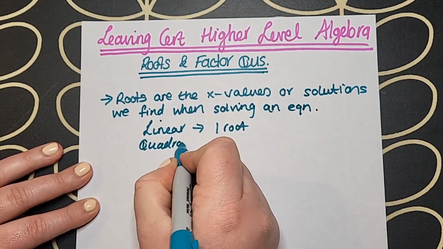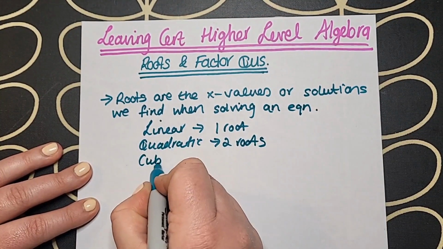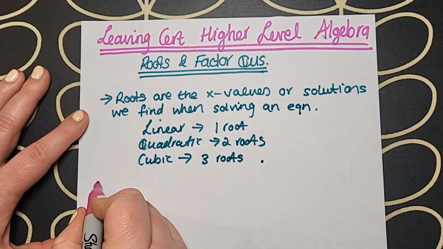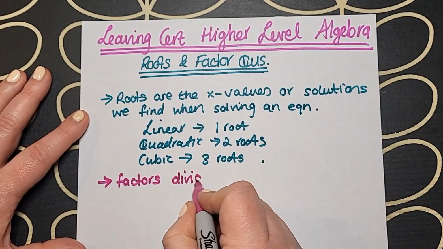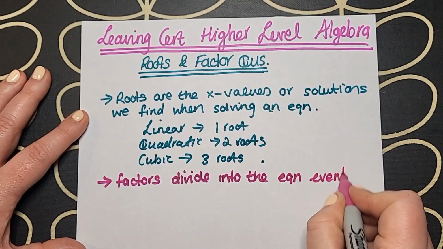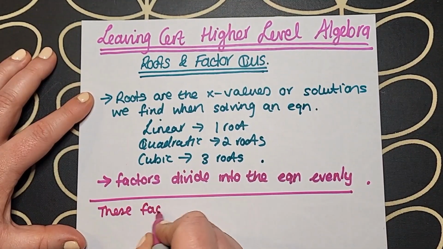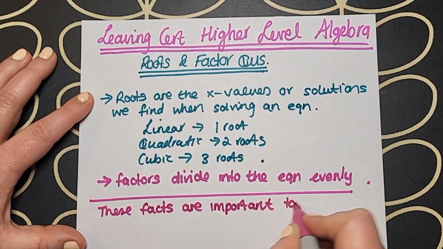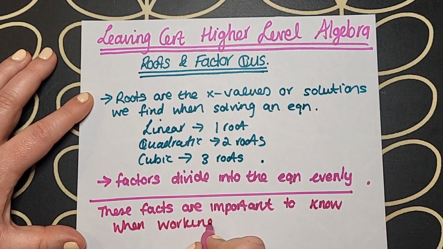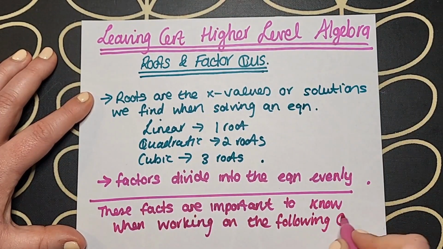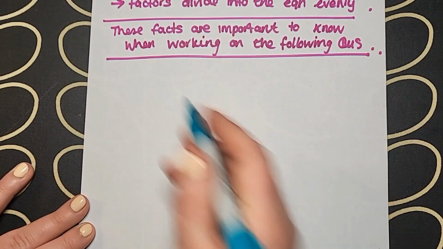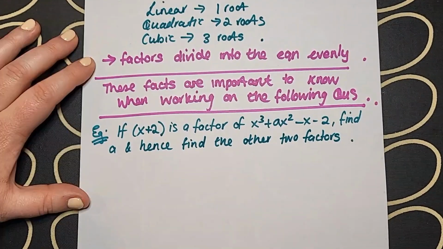So first of all, our root is what we get, so our solution or our x value, when we solve an equation. You get one root in a linear, 2 in a quadratic and 3 in a cubic. And our factors divide in evenly to an equation with absolutely no remainder. So, having gone through those little bits of facts, let's go through 3 different examples here today.